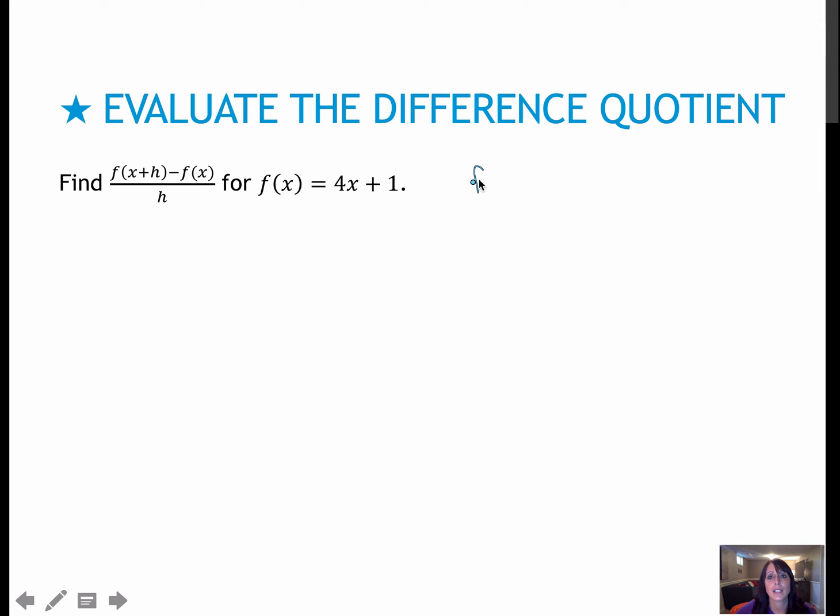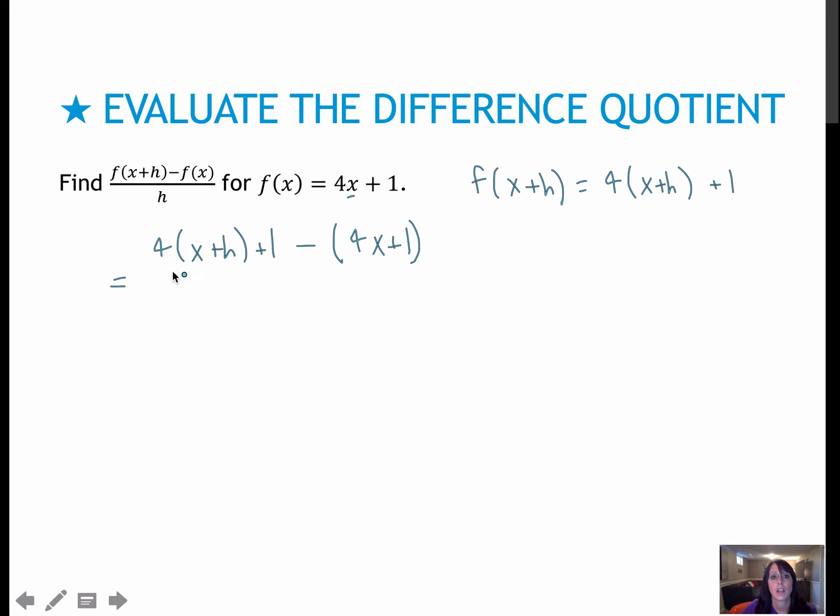Again, it's not a bad idea to go ahead and do x plus h so that you know what that function is. That would be 4 times x plus h, plus 1. So I'm just replacing x with x plus h. So in my function for my difference quotient, I would take 4 times x plus h plus 1, and I would subtract all of this, 4x plus 1. And I would put all of that over h.